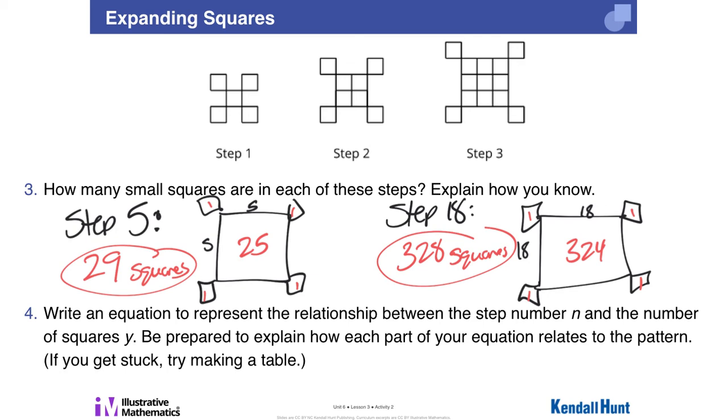So my equation down here, I always have this big square in the middle, and that's going to be n squared. It's going to be my step number times itself, or n squared. And then I'm always adding on 4. So there's the expression that I could use to find the number of squares in any step number.